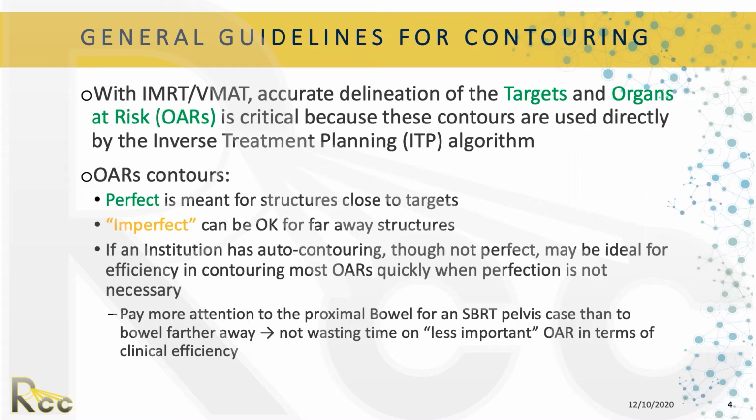But for example, you're going to pay more attention to the proximal bowel for an SBRT pelvis case, because you know that's going to be the organ at risk for that type of plan, than to bowel that is farther away. So you don't waste too much time on less important ORs in terms of clinical efficiency. But again, the message is not that we want imperfect contours, which is why I put imperfect in quotes. We want good contours in general, but it is okay if it's farther away and it's not going to affect your plan.